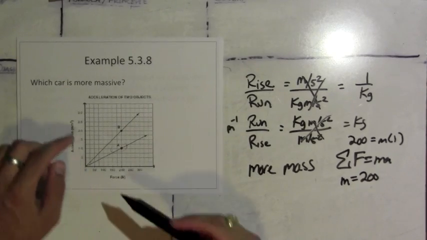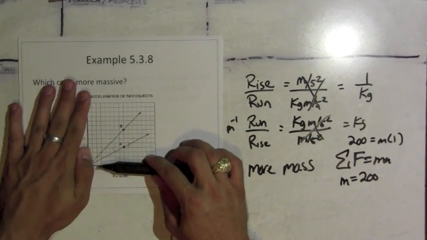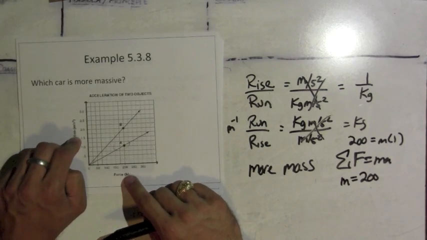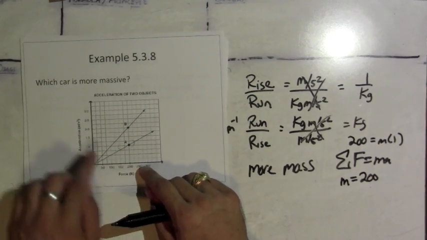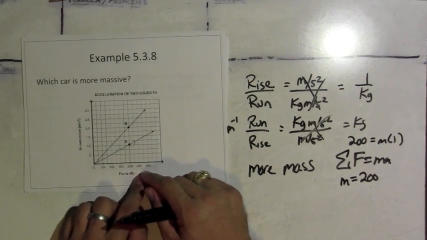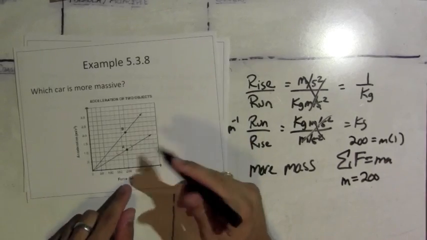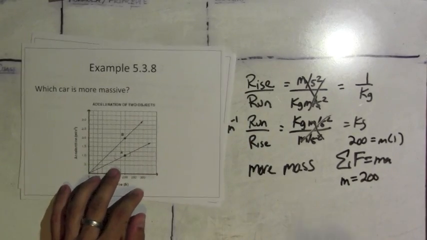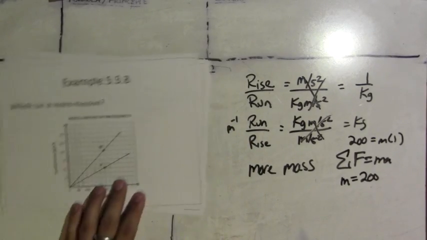You should be able to solve it even if there's not numbers here, based solely on what's here. Now you do have to be careful, because sometimes they will put force on the y-axis and acceleration on the x. Although really it should be force on the x, because you're changing the force in the experiment. But that's another conversation.